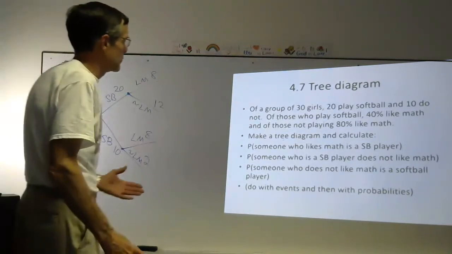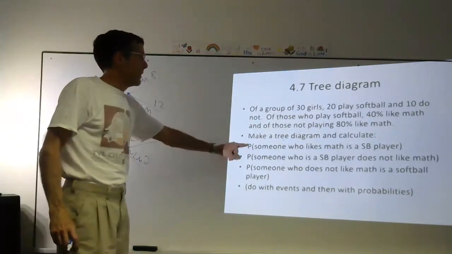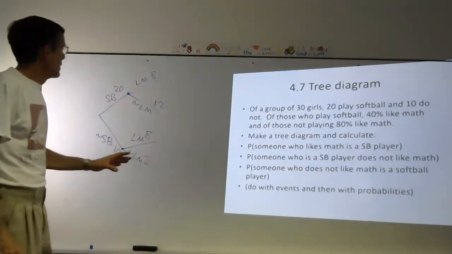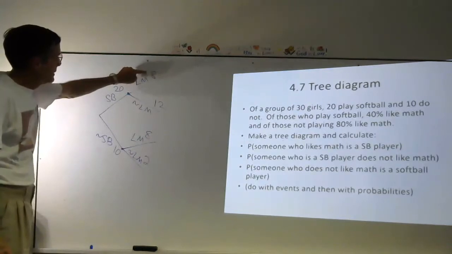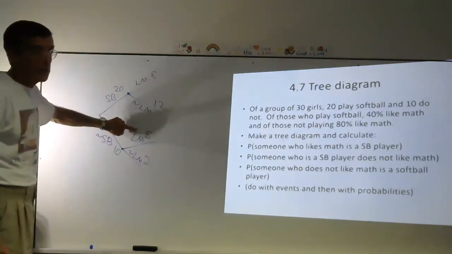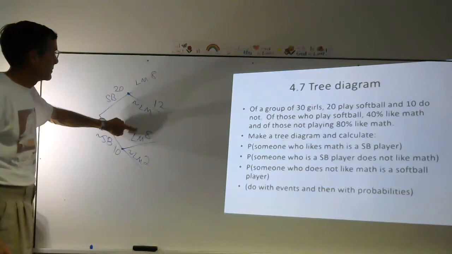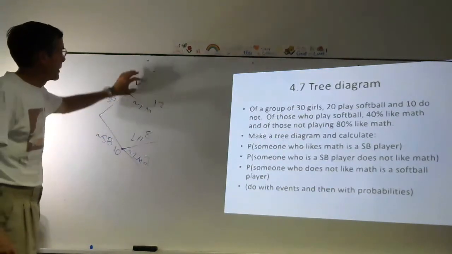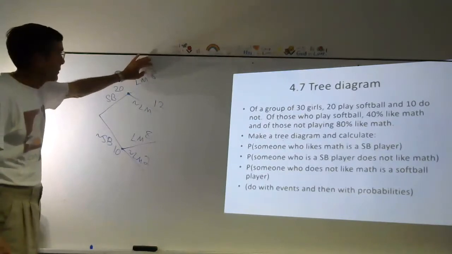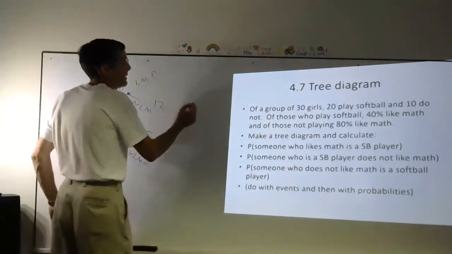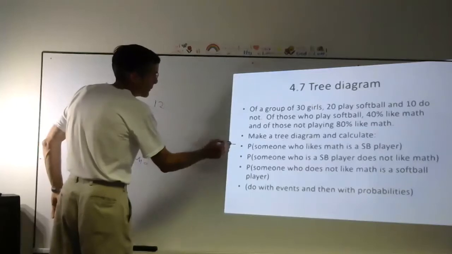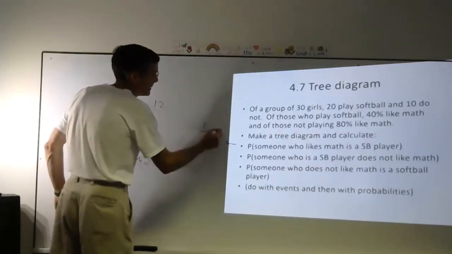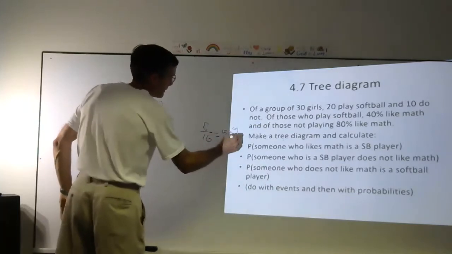Now, let's see if we can answer the question. What is the probability that someone who likes math is a softball player? There are 8 here and 8 here. Okay, that's 16, right? What's the probability that they're a softball player? Well, these are the ones that are softball players. So out of the 16, we would have 8 out of 16, which is 50%.